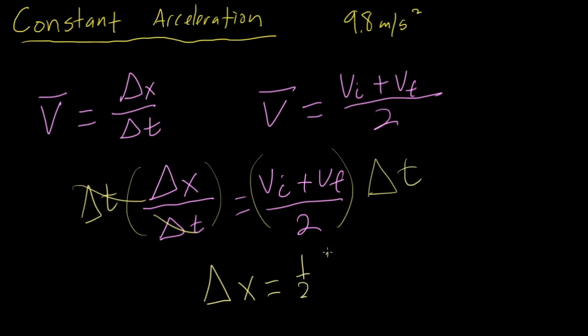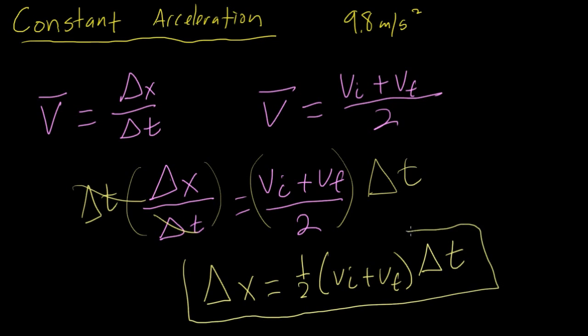So we would get delta x equals 1/2 VI plus VF times delta t. So now we have an equation where, given constant acceleration, we can find displacement from initial velocity, final velocity, and time. We can also rearrange this equation and solve for time. We could rearrange it and solve for initial velocity. We could rearrange and solve it for final velocity. So let's do a couple quick examples of this with this equation.